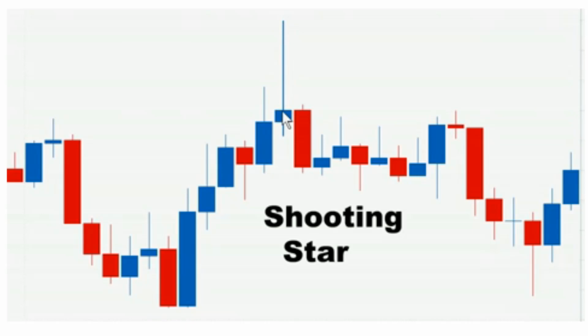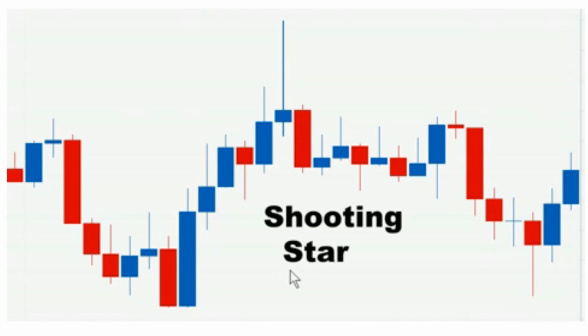The color of the body is not important. However, a red bearish body is slightly more bearish than a blue bullish body. There should be no lower shadow or a very small lower shadow, and the candle following the shooting star should be strongly bearish to confirm the reversal. Also, the longer the upper shadow, the higher the potential for a reversal to occur.